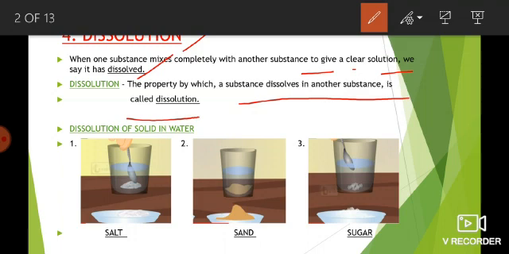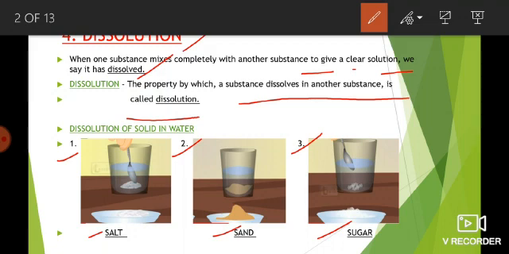Let us try to understand this with the help of an activity. In this activity, we have to take 3 glasses half filled with water, and then we have to name them glass 1, glass 2 and glass 3. Then in glass 1 we have to add 1 teaspoon of salt. In glass 2 we have to add 1 teaspoon of sand, and in glass 3 we have to add 1 teaspoon of sugar, and then we have to stir them nicely.